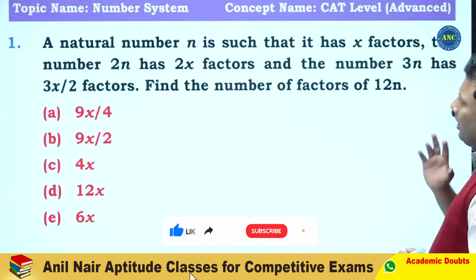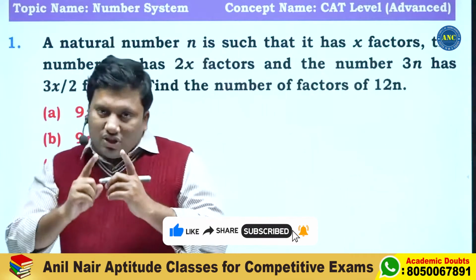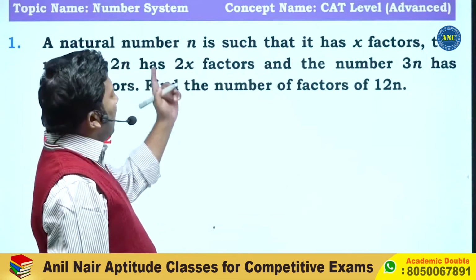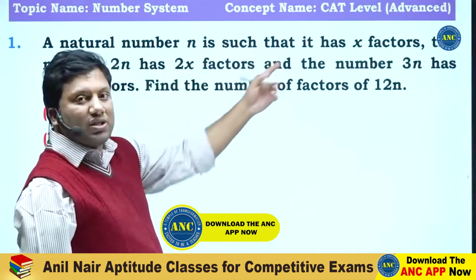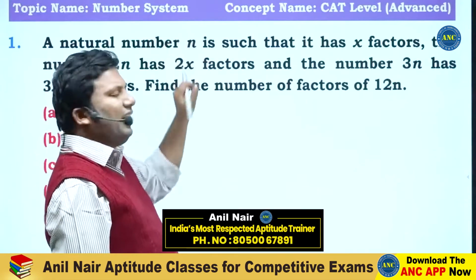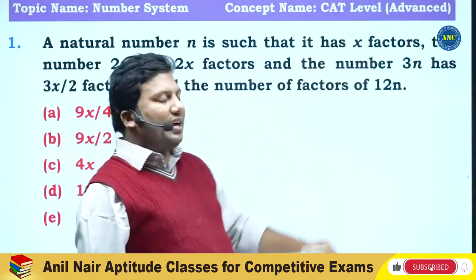A natural number n is such that it has got x factors. First thing, there is a natural number, and every natural number will have some factors. There is some natural number n. It's a variable. We have to give it some value. This number has got x factors.